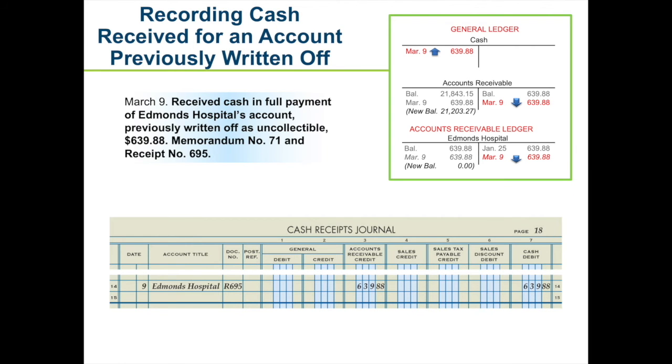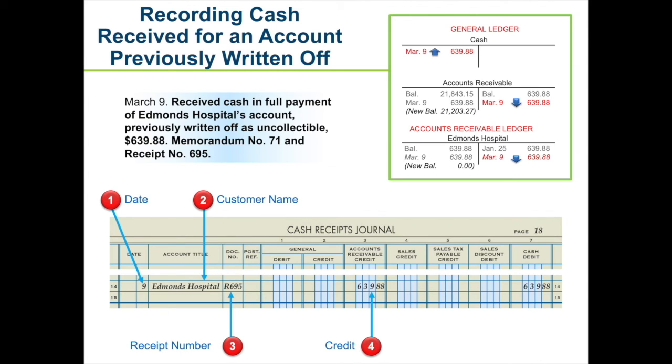Once we receive the cash, we have to go to the cash receipts journal and record it in our journal. Receive cash in full payment of Edmonds Hospital account, previously written off as uncollectible. We'll write the date, the account title, which is the customer name, receipt number, our accounts receivable column, we will credit it. We will debit cash.